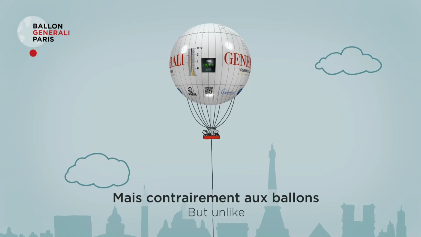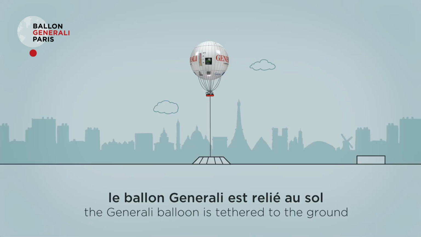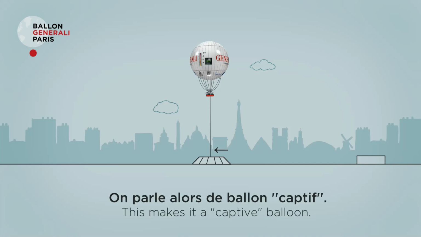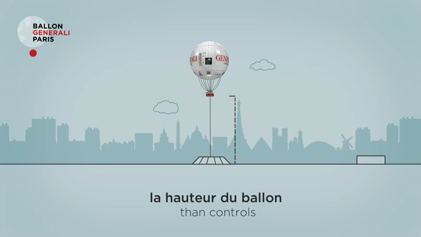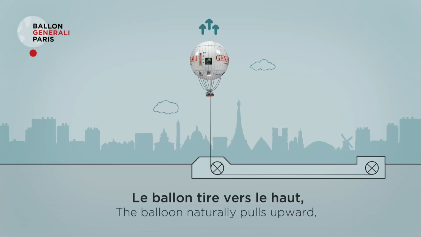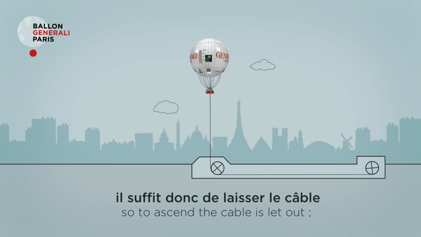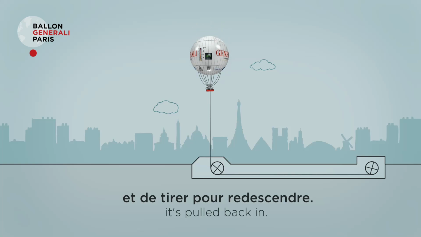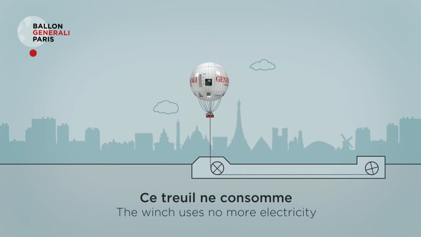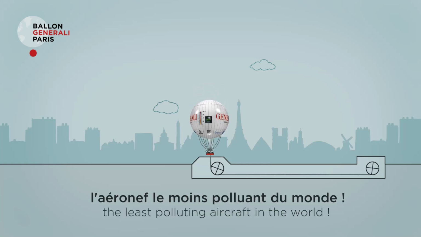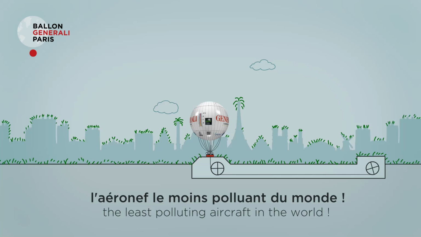But unlike fairground balloons, the Generali balloon is tethered to the ground with a metal cable. This makes it a captive balloon. The cable is connected to an electric winch that controls the balloon's height. The balloon naturally pulls upward, so to ascend, the cable is let out. To descend, it's pulled back in. The winch uses no more electricity than a regular elevator, making this balloon the least polluting aircraft in the world.